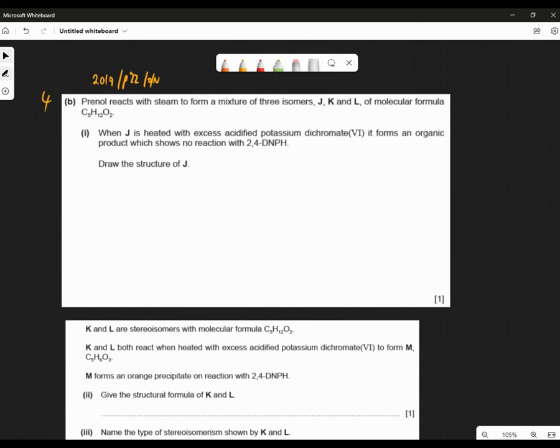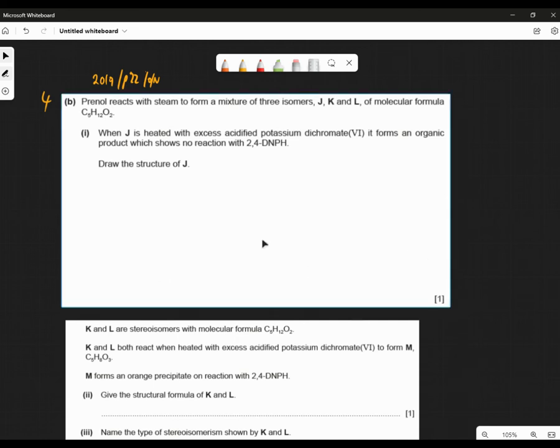Phenol reacts with steam to form a mixture of three isomers. Oh, prenol. Gosh, that was it. Prenol reacts with steam to form a mixture of three isomers, J, K, and L, of molecular formula that. When J is heated with excess acidified potassium dichromate, it forms an organic product which shows no reaction with 2,4-DNPH. Draw the structure of J.